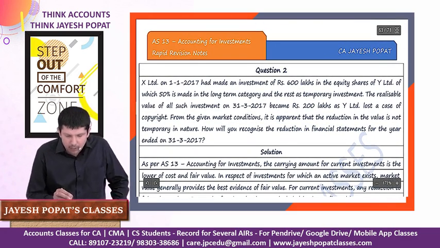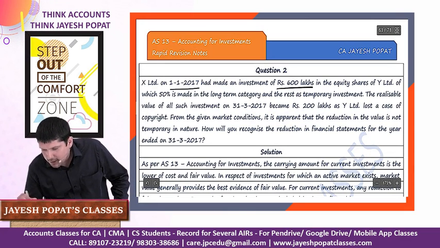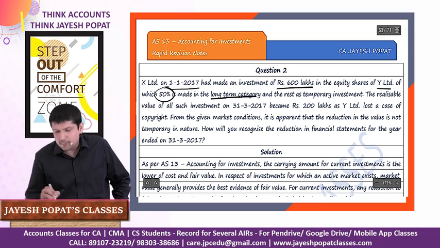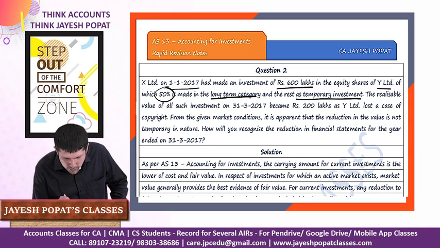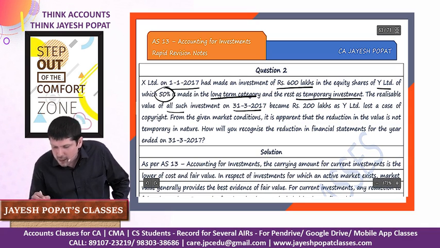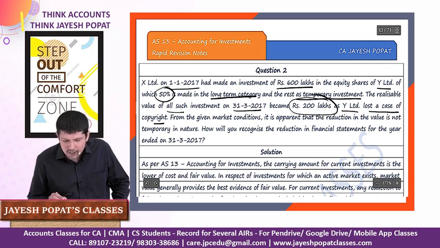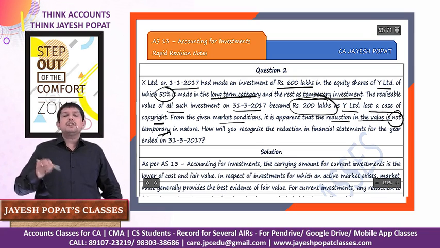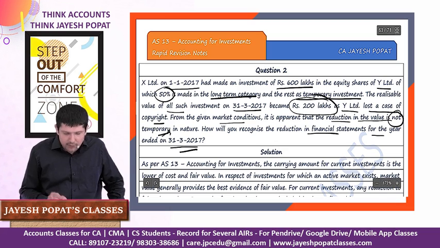X Limited on 1st of January 17 had made an investment of 600 lakh in equity shares of Y Limited, of which 50% is made under long-term category and rest under temporary investment, means these are treated as current investment. The realizable value of all such investments on 31st March became 200 lakh as Y Limited lost a case of copyright. From the given market condition, it appears that reduction in the value is not temporary. So it is a reduction which is of an other than temporary nature. How will you recognize the reduction in the financial statement for 31st March 17?